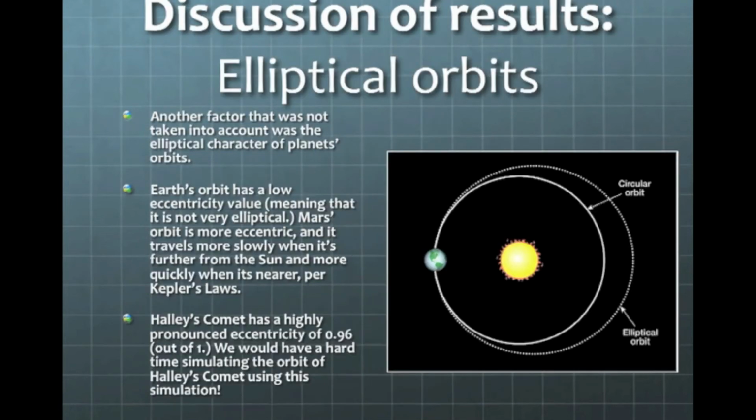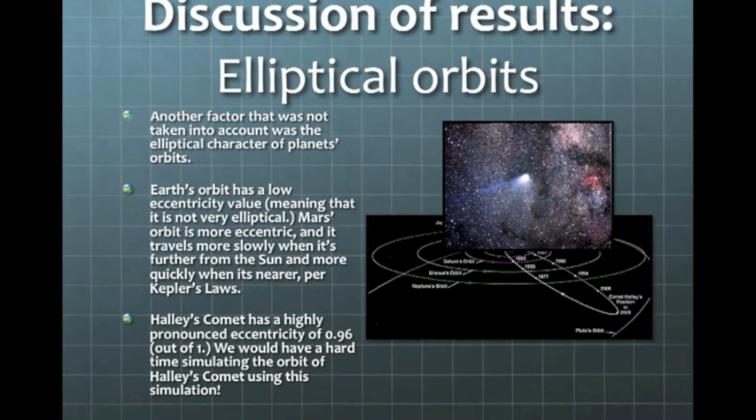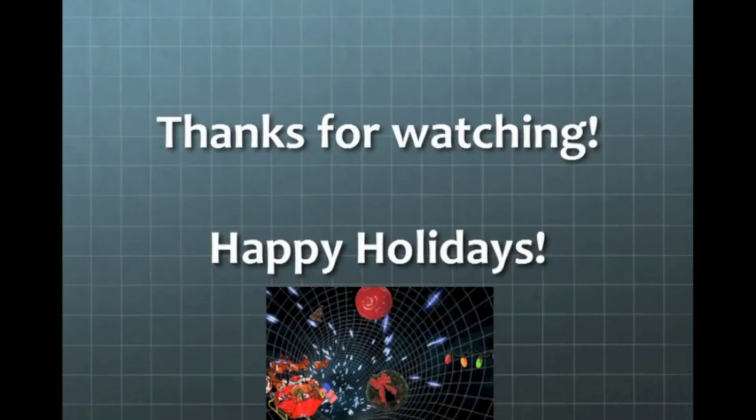Another factor we didn't take into account was the eccentricity of planets' orbits. Earth's orbit has a low eccentricity value, and Mars's orbit is more eccentric than Earth's, but both of them are fairly close to a circular orbit, eccentricity of 0. Halley's Comet has a highly pronounced eccentricity of 0.96, you can see Halley's Comet right here. So we would have a very hard time simulating the orbit of Halley's Comet using this simulation. All right, thanks for watching.